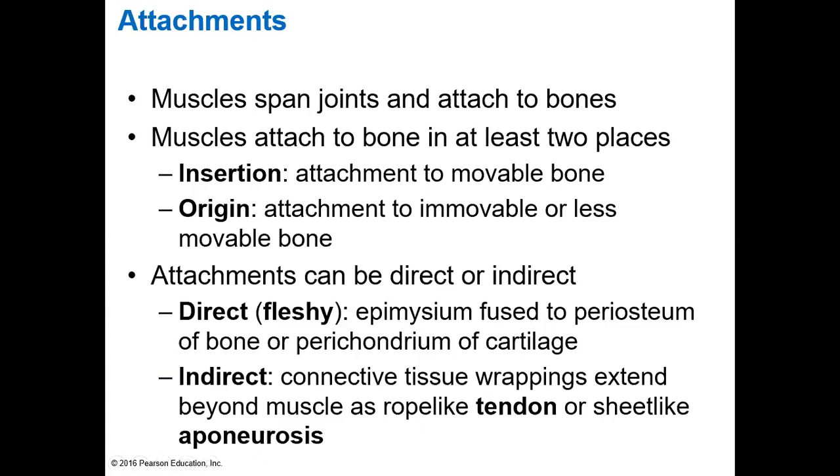Where is there a sheet-like aponeurosis on your body? The most common one, where is it? Kind of, maybe, yeah. Ms. Moore, can you repeat that again? So, okay, you can have your muscles going directly to the bone or cartilage, or you can have it indirectly wrap into rope-like tendons, which is very common, or sheet-like aponeurosis.